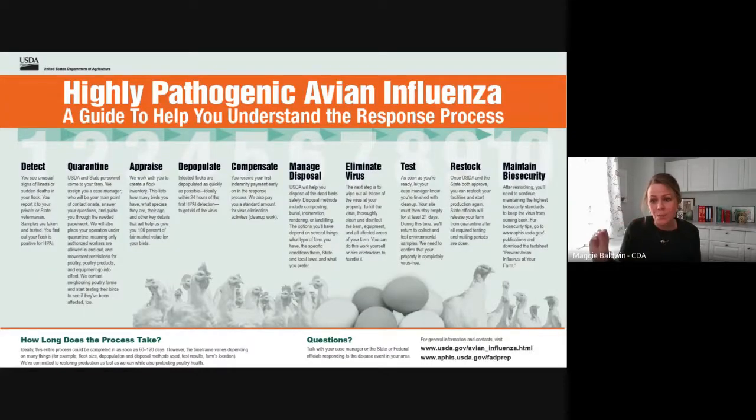So this is just a brief snapshot of what the high path AI response looks like. There's a lot of steps in response. And Dr. Lomkin's going to talk a little bit about some of those initial steps. And we're not going to get too far into this response structure because we'd need almost a whole webinar just on this to walk through all of the different steps. But I do think some of this planning is stuff that we'll have some direct outreach with our producers on as well.